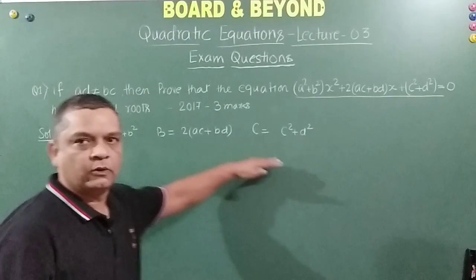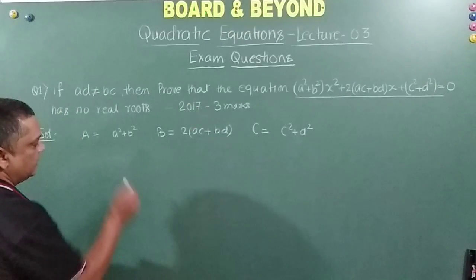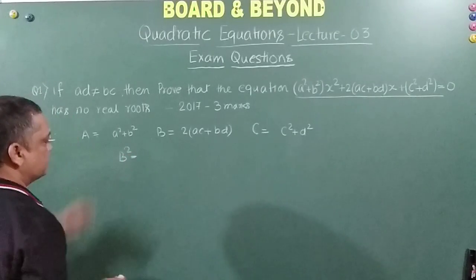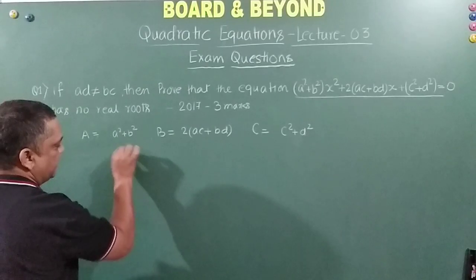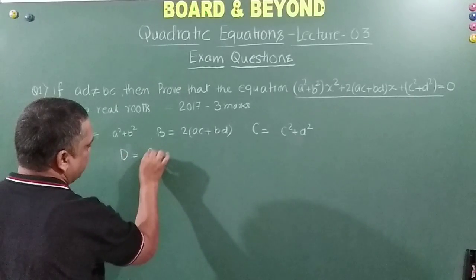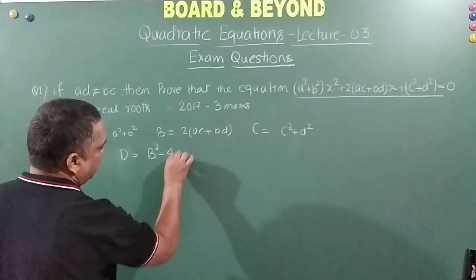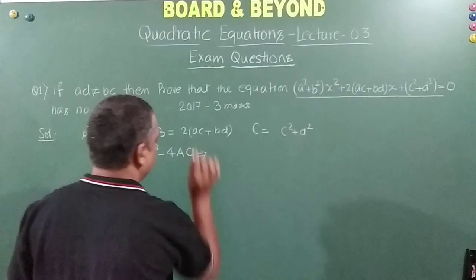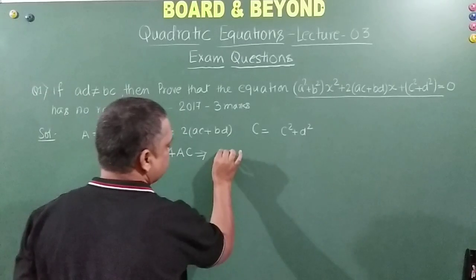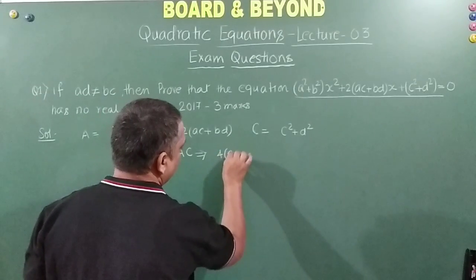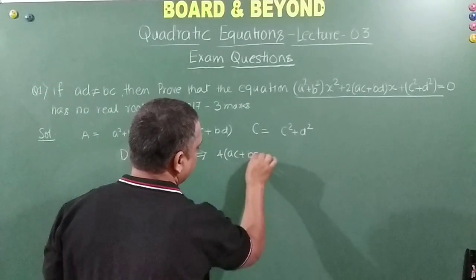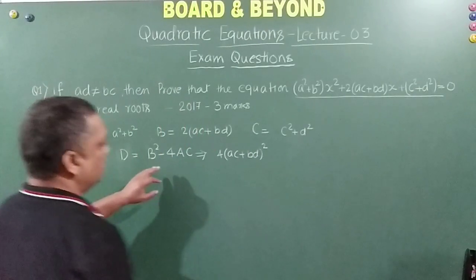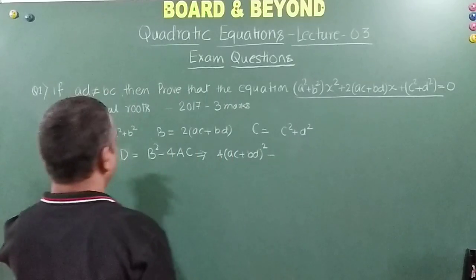So once you have listed all the three, let us apply the discriminant, that is D, is equal to B square minus 4AC, right? Which is also equal to, let's do B square. So this is nothing but 4 into ac plus bd whole square. You're getting my point? I have squared it up. Minus 4 into A into C.